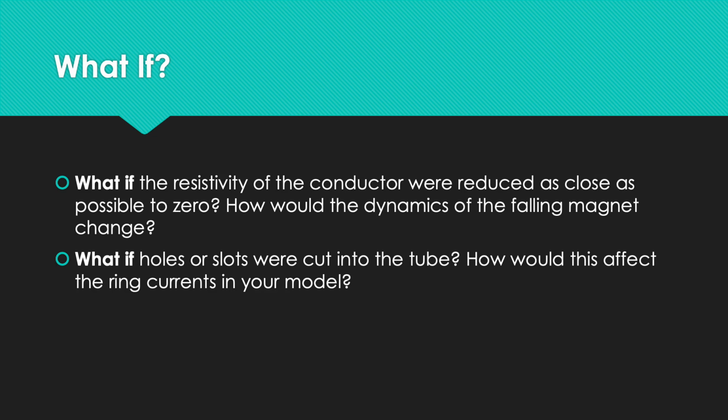If the resistivity of the conductor were reduced as close as possible to 0, the induced current in the tube would be larger due to Ohm's law, which would in turn cause the magnet to take longer to fall through the tube. If the resistivity was exactly 0, it's possible that the braking force would cancel out the force of gravity and the magnet would stop falling altogether. If holes or slots were cut into the tube, the magnet would fall through the tube faster because the flow of the current through the tube would be disrupted.